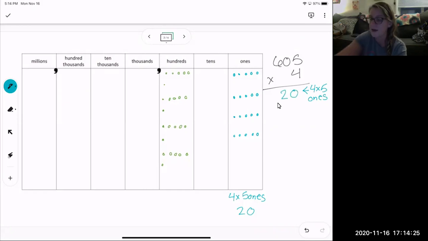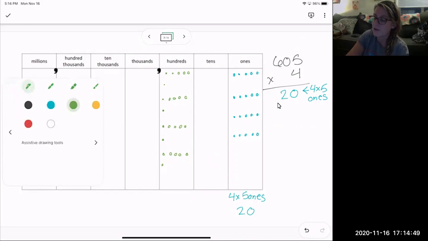Okay, in our tens place, we have nothing in our tens place. We know 0 groups of 4, so we would have 4 groups of 0. That would be just 0. So we don't even need to record that here because it's not going to add any value to our product.